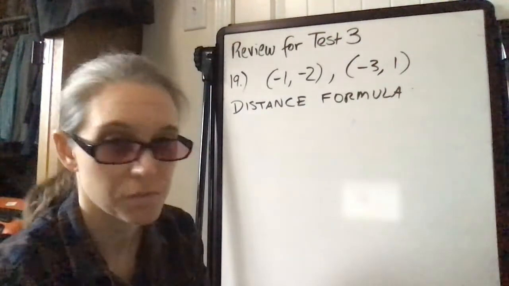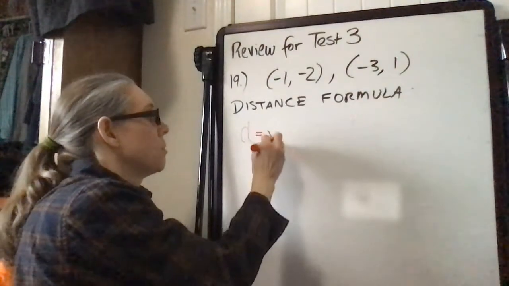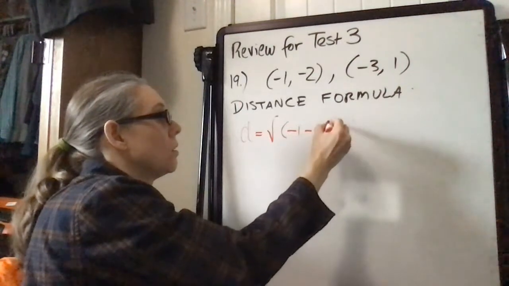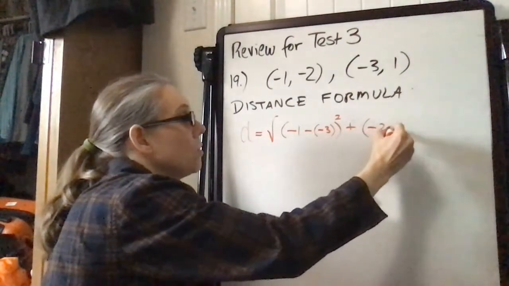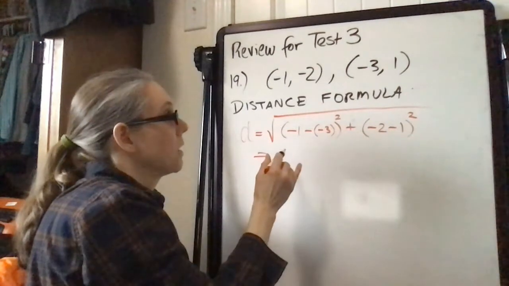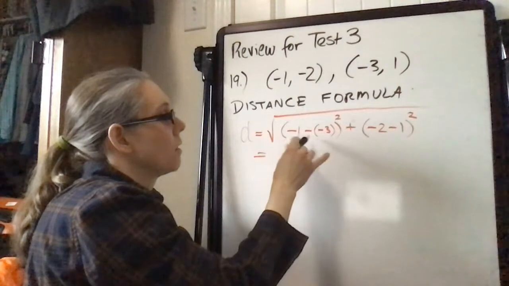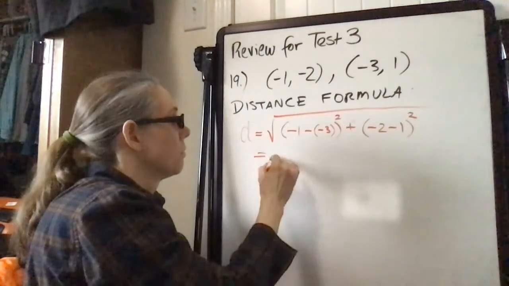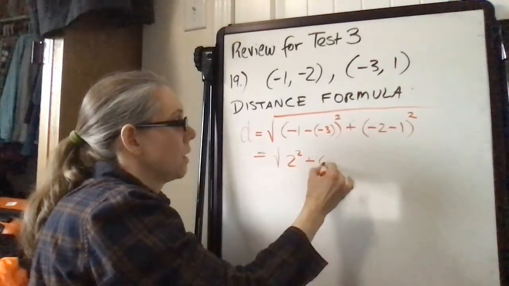If you want to use the distance formula, you're welcome to have that in your notes. So the distance formula is going to be the square root of the difference between the x-coordinates squared and the difference between the y-coordinates squared. So in this case, you're going to end up with 2 squared plus negative 3 squared.